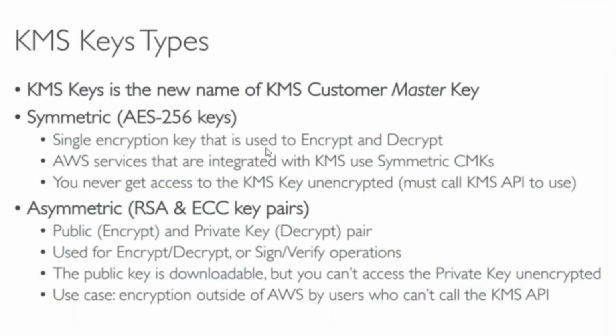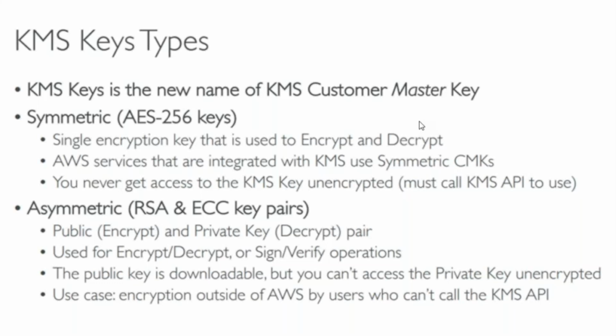we have KMS key types. We have already discussed that there are 2 types, symmetric and asymmetric. The same we have in this as well. So in KMS key types, we have 2 things: symmetric keys and asymmetric keys. For symmetric keys, we just have AES 256, and it is a single encryption key that is used to encrypt and decrypt. And AWS services that are integrated with KMS use symmetric CMKs. I will show you what all these are. CMKs are customer managed keys. Then team, you never get access to the KMS key unencrypted. I will show you all these things.